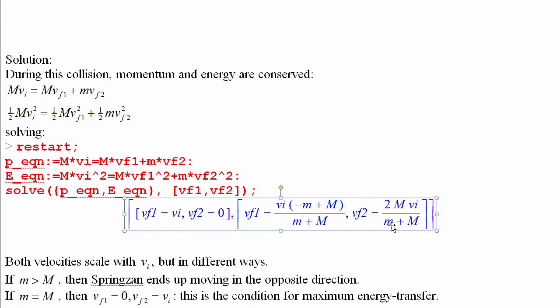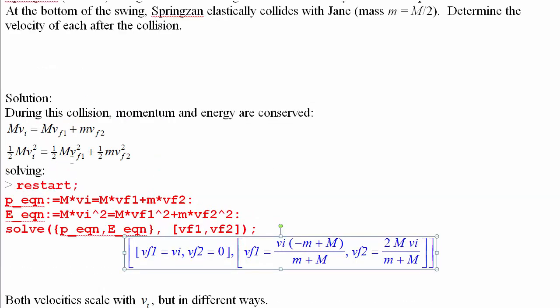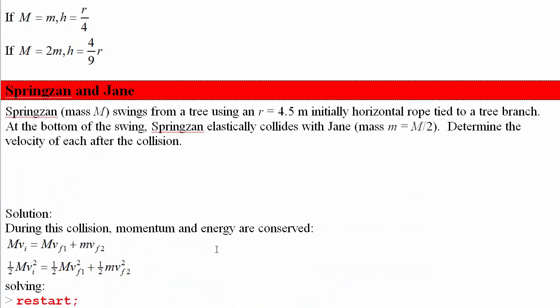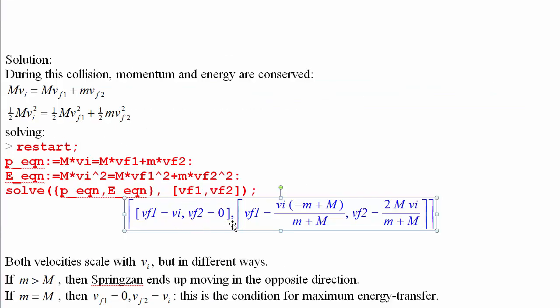Maple gives us two solutions here too. So this is a case where we have to combine what we know about the problem with what the computer says. The first solution says the final velocity of Springzan is just his initial velocity, and Jane's final velocity is 0. That would conserve momentum and energy. Yes, that's true, but that's the case where Springzan just misses Jane, and that's not the one we're looking at. We're looking for the one where Springzan collides with Jane elastically, and that's this solution here.